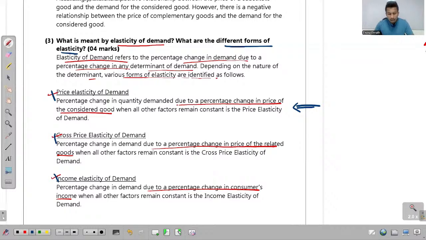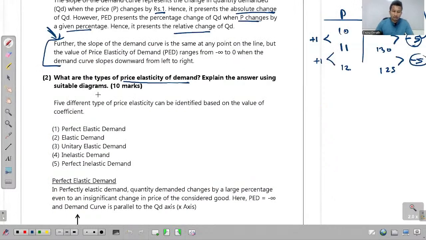Then what many of you have done is, you have written the price elasticity of demand, income elasticity of demand, and cross price elasticity of demand. That's totally wrong. First thing, you need to read the question consciously. That's the first thing. Even before you write anything, that's the first thing. So read the question consciously and then understand it. Okay. And then explain the answer using suitable diagrams. See, the requirement is to use diagrams and to explain that.